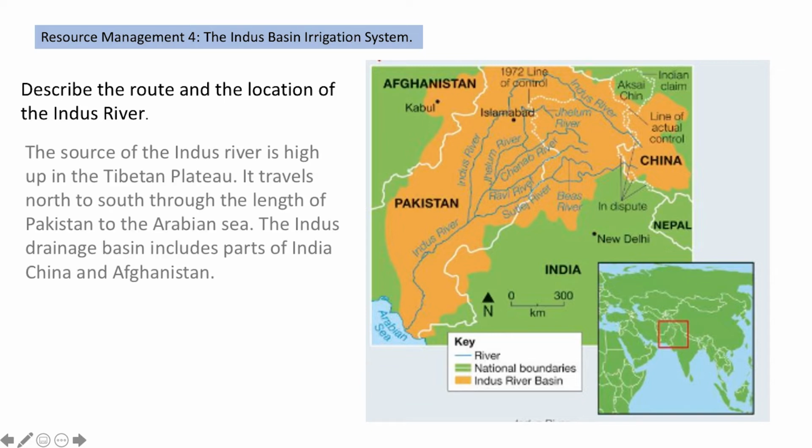So my response says this: the source of the Indus River is high up in the Tibetan Plateau. It travels north to south through the length of Pakistan to the Arabian Sea. The Indus drainage basin includes parts of India, China and Afghanistan. It might be worth pausing here, putting a title, the Indus Basin Irrigation System, and then just writing down the route of flow of that river. And if you can print out a photograph of the map, absolutely brilliant, stick it with your notes.